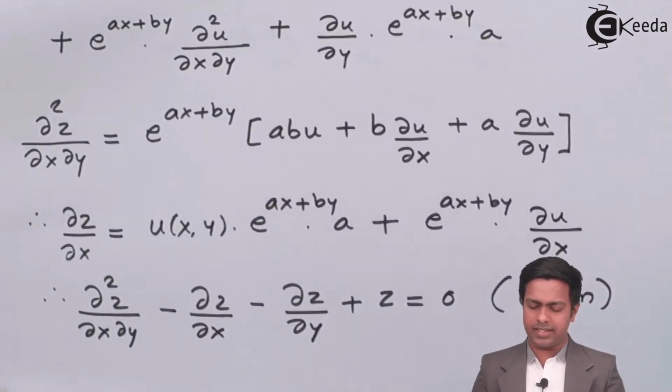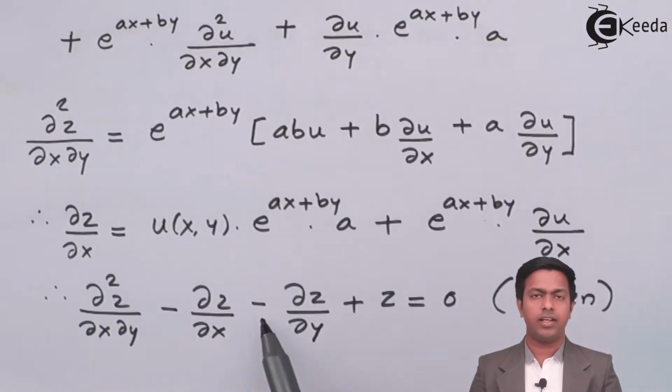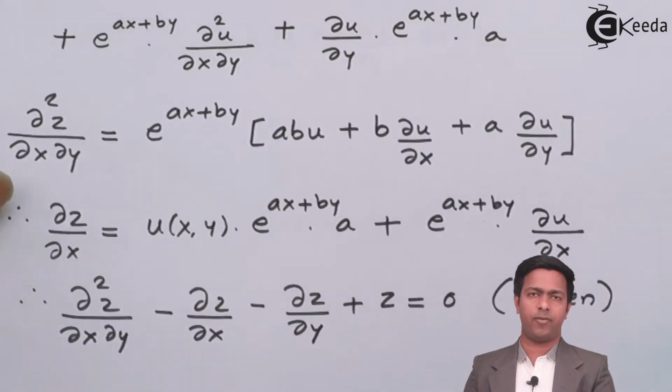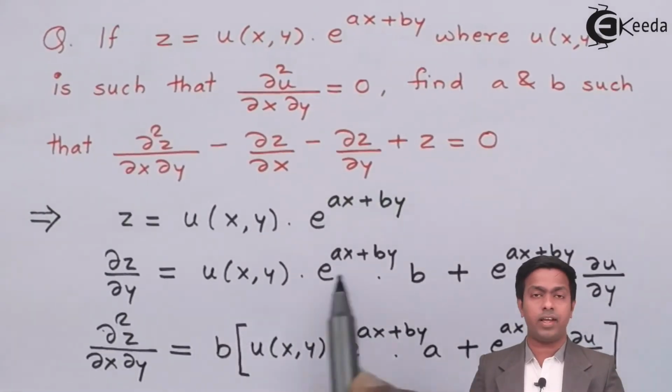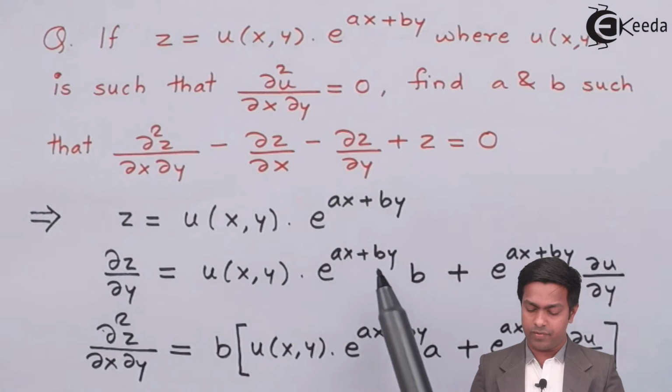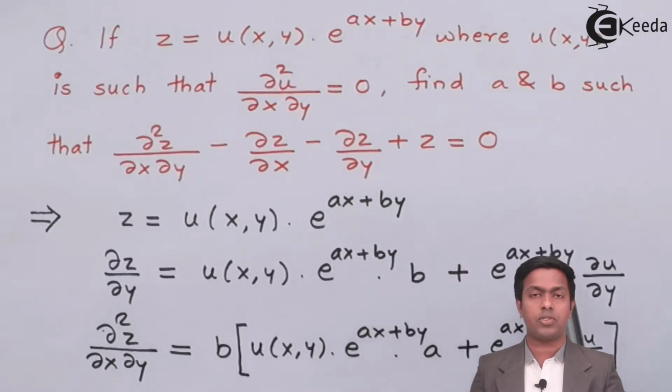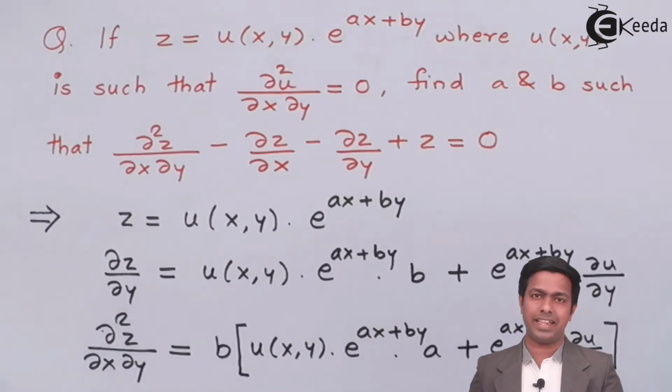Now next term is ∂z/∂y, and we have a negative sign. So let's see what is the value of ∂z/∂y. So guys, this is the value of ∂z/∂y. From this we have taken e to the power ax plus by outside. So we'll get b into u and ∂u/∂y with negative sign.